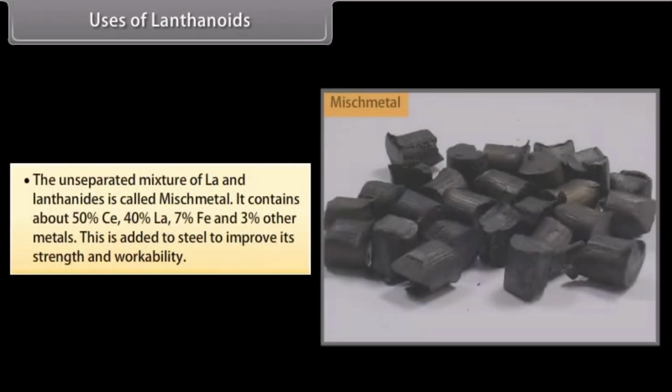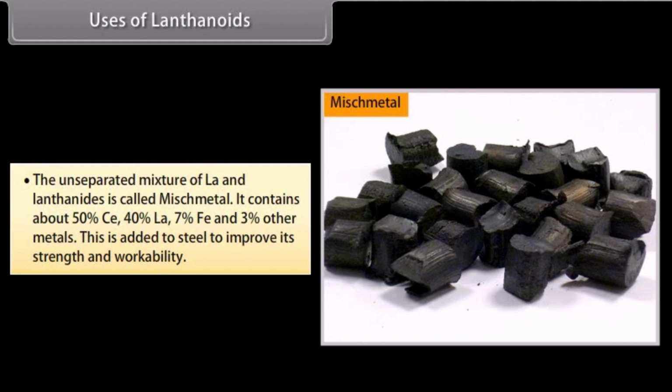Uses of lanthanoids. These metals are not much used. The important uses of lanthanoids are the following. The unseparated mixture of lanthanum and lanthanides is called mixed metal. It contains about 50% cerium, 40% lanthanum, 7% iron, and 3% other metals.